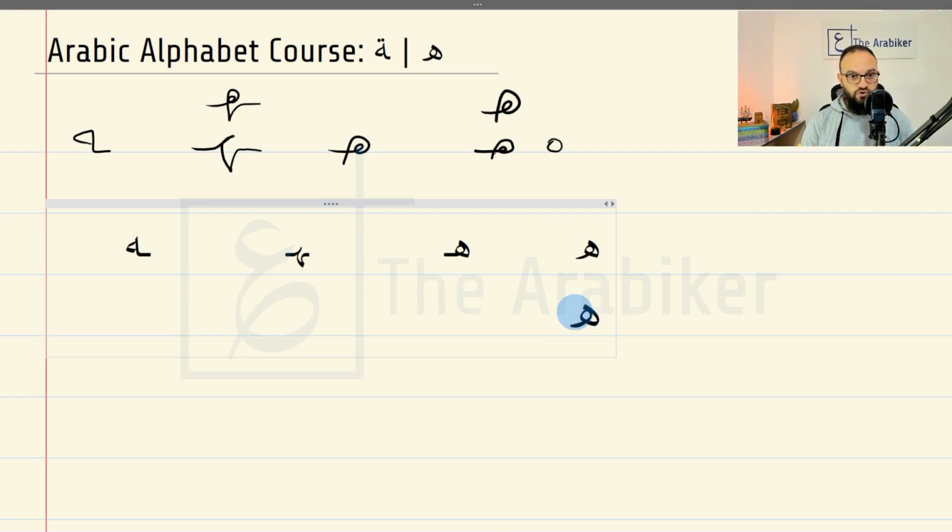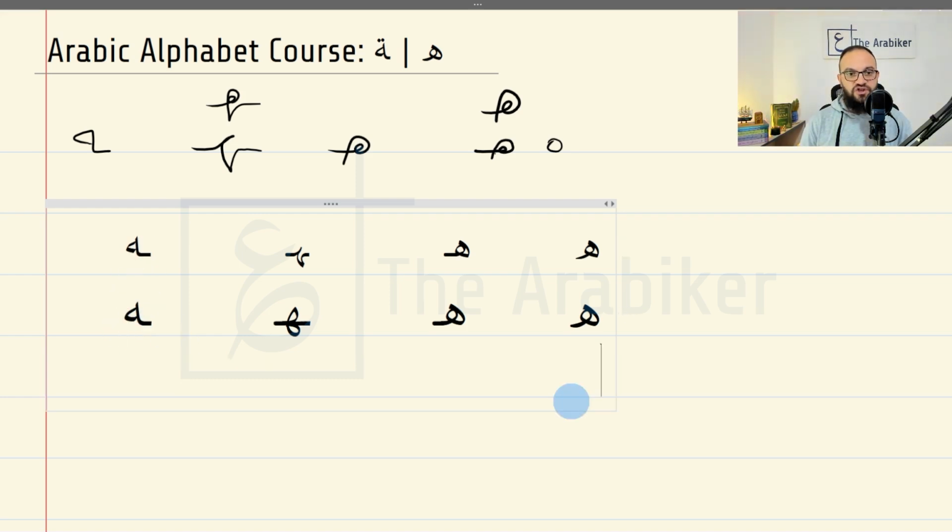Standalone position, almost similar. Start position, also similar. Middle position, that's different, right? But don't get confused. This is a ha in the middle of the word, connected from both sides, and this is exactly the same character but with different font. Final position lastly. Looks similar.